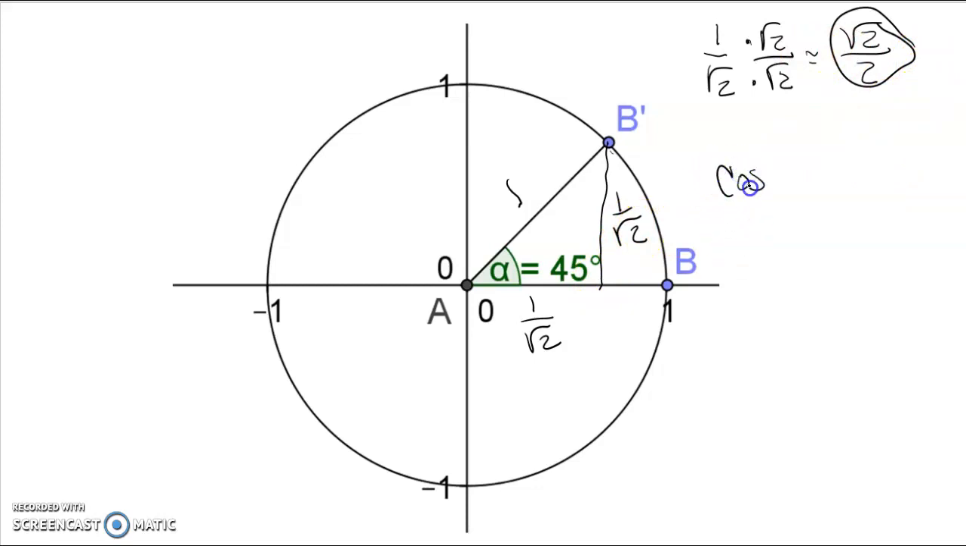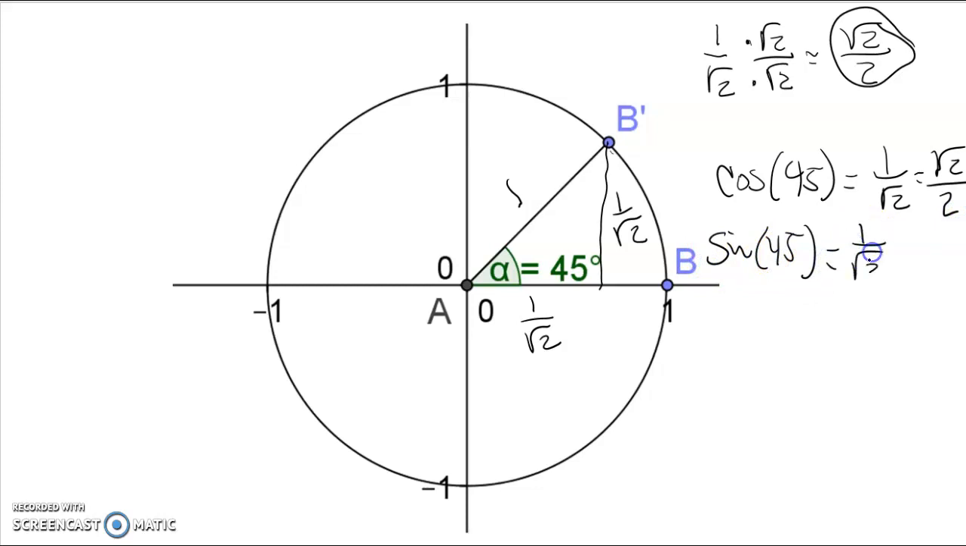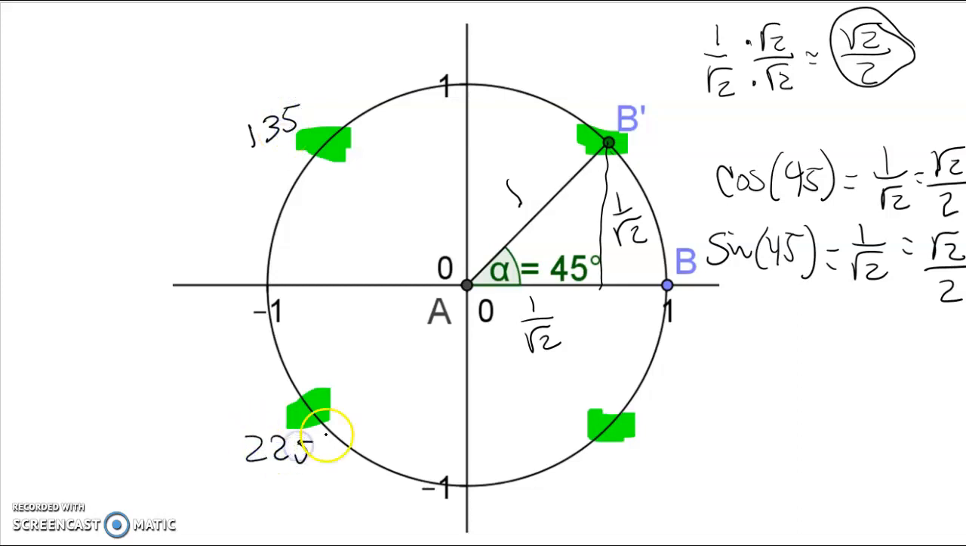So what that tells us is cosine of 45 degrees is 1 over root 2 or root 2 over 2. And sine of 45 is 1 over root 2, which is the same as root 2 over 2. We know we're going to get that same location at all those reference angles of 45. So at 45, and then we're going to get another one here at 135. We'll get another one down here at 225, and another one here at 315.